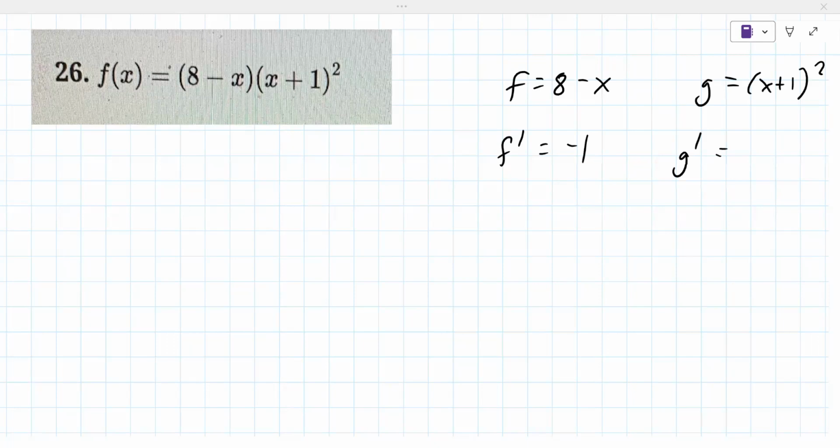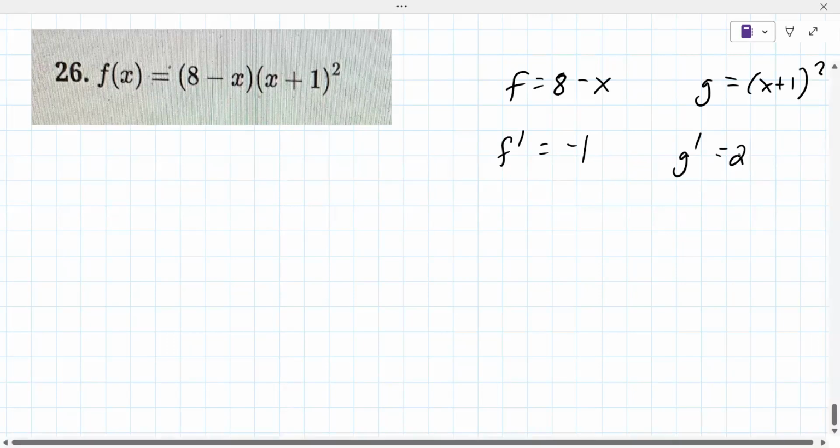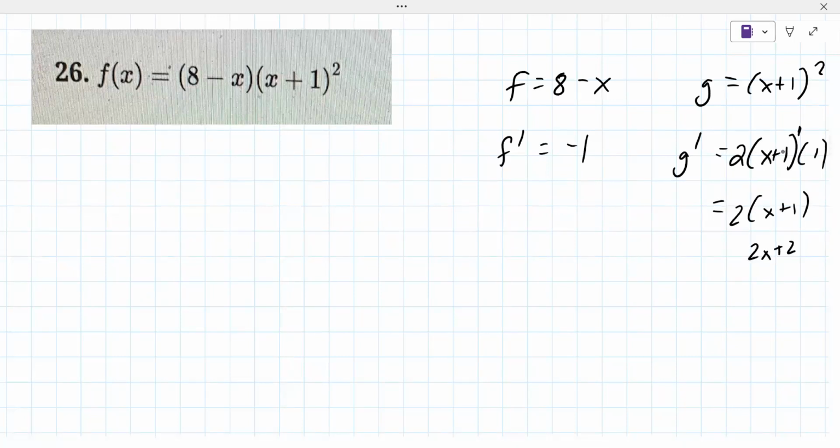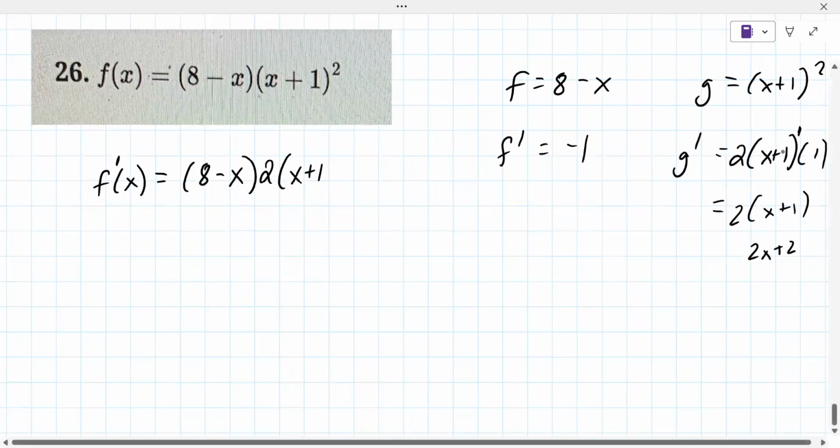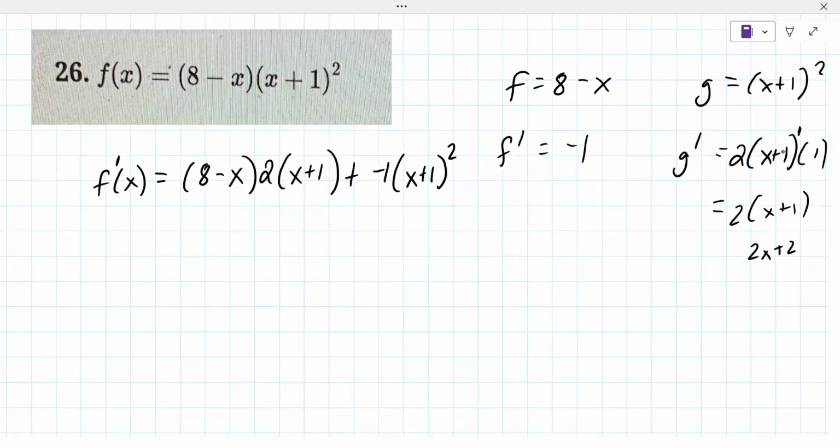So it's 2 times x plus 1 to the power of 1. That's the power rule, and then you take the derivative of the inside function. The derivative of x plus 1 is just 1. So it's 2 times x plus 1, or 2x plus 2 if you want to expand that. So your derivative here is 8 minus x times 1 times x plus 1 squared, and I'm going to leave it factored because that generally is preferred here, plus -1 times x plus 1 squared.